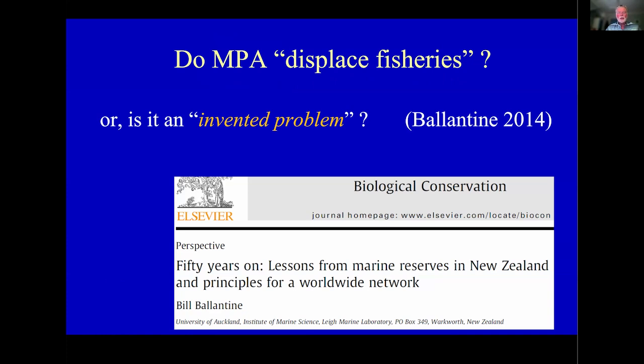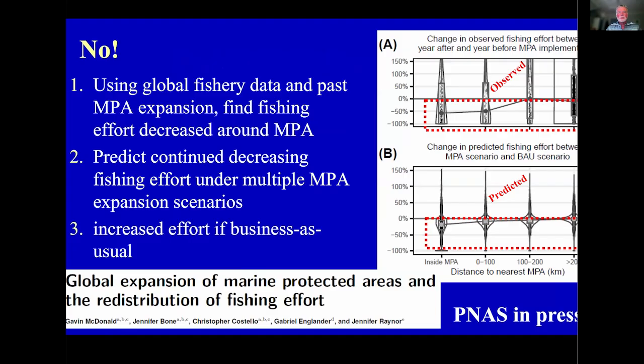But you hear about it so often, you think it must be true, and somebody must have looked it up. Well, now a paper that's in press in PNAS has looked at this, and they use the Global Fishing Watch data set to go back and look at marine protected areas in the past. And they found that fishing effort from Global Fishing Watch, they don't have catch data, of course, was decreasing around the marine protected areas.